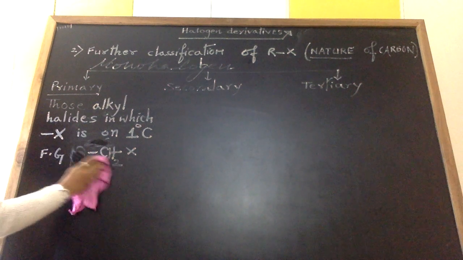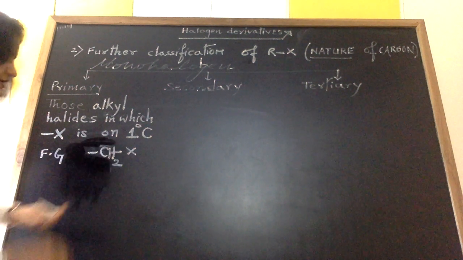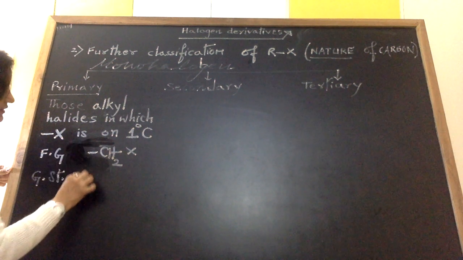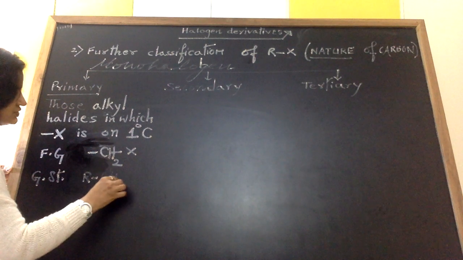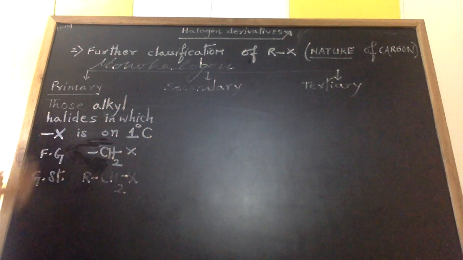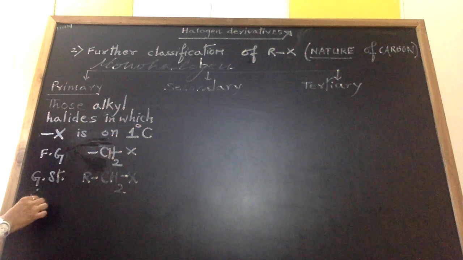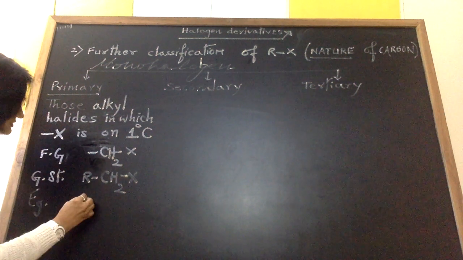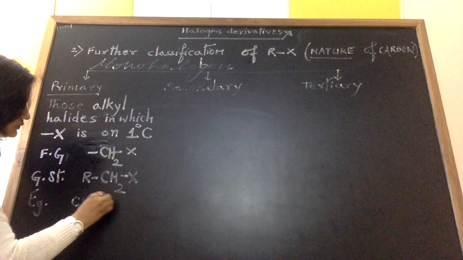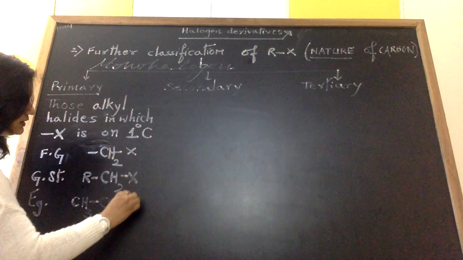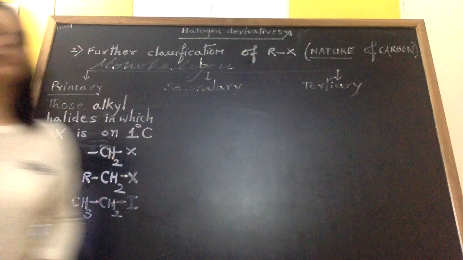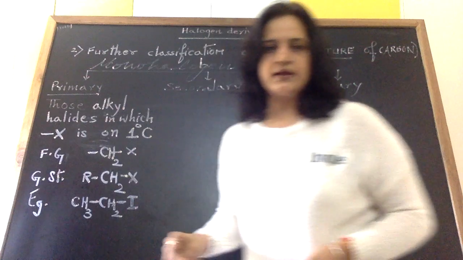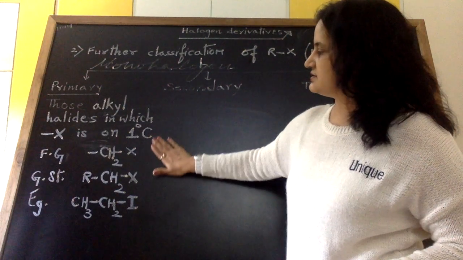Now we go to general structure of primary alkyl halides. Now R will come, so I'll write R CH2X. Then we go to example of primary alkyl halide. Instead of R I can write any R, say CH3CH2, I. Common name ethyl iodide, IUPAC name iodoethane. So that's primary alkyl halide.